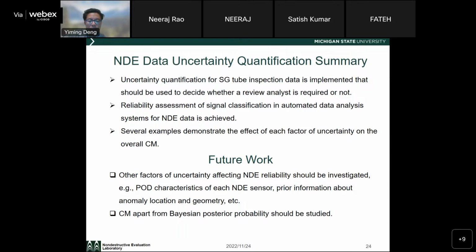Future work. Other factors of uncertainty affecting the NDE reliability should be investigated. For example, the POD characteristics of each NDE sensor, and the prior information about anomaly location and geometry that we didn't consider at all. Those should be considered as well. And if you are interested in this topic, if you want to become a PhD student in my group, I think this is something you probably should think about. This is something that we are continuing to work on. And apart from Bayesian posterior probability, how we can further develop our new confidence metrics.